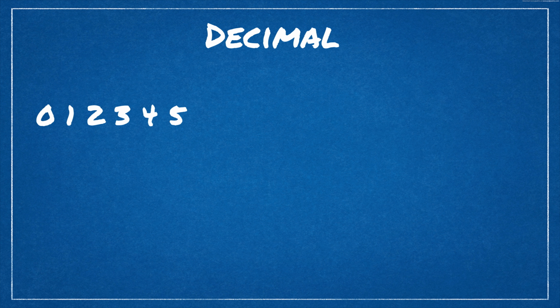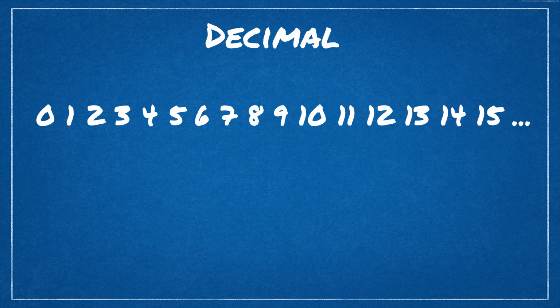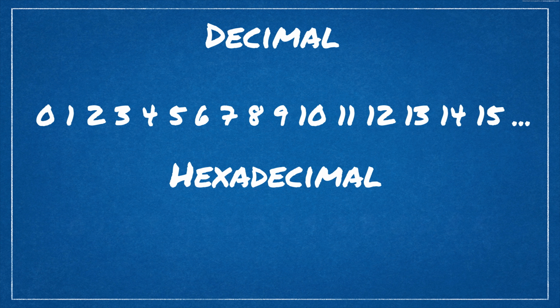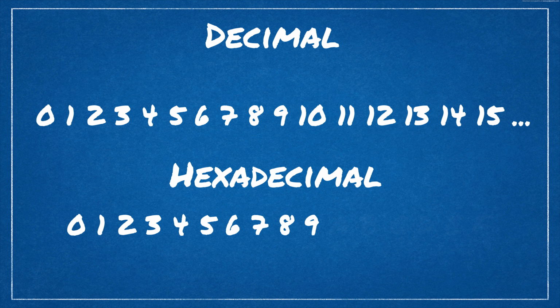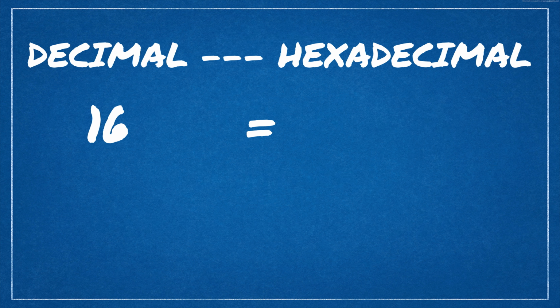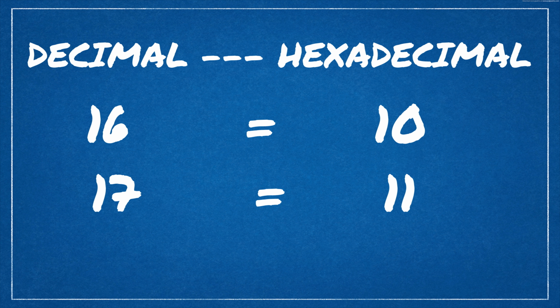So like I said, we're used to a decimal or 10-base system. So numbers go 1, 2, 3, 4, 5, 6, 7, 8, 9, 10, then 11, 12, 13, 14, 15, etc. Now, in hexadecimal, or 16-base, we go 1, 2, 3, 4, 5, 6, 7, 8, 9, but instead of 10, we've got an A. Then 11 is B, 12 is C, 13 is D, 14 is E, 15 is F. So 16 itself is actually written as 10 in hexadecimal. 17 is written as 11.